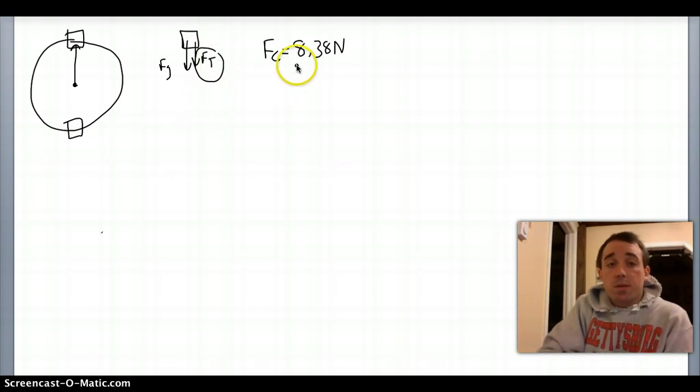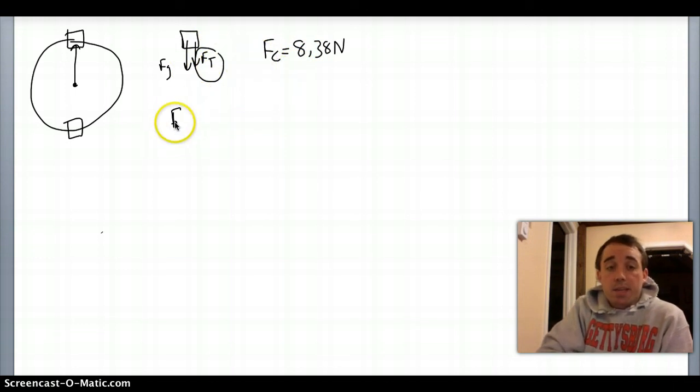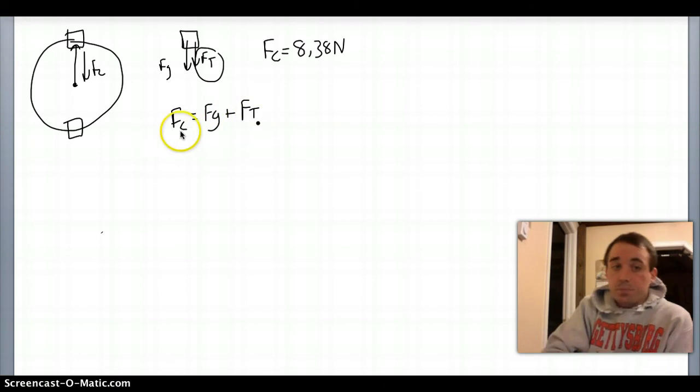So my centripetal force, we want to find what the tension force is. My centripetal force, which is the net center seeking, is equal to, since the centripetal force is acting to the center, my centripetal force is acting that way. My centripetal force is the sum: gravity's helping pull me to the center, plus the tension force. We're ultimately trying to find this.